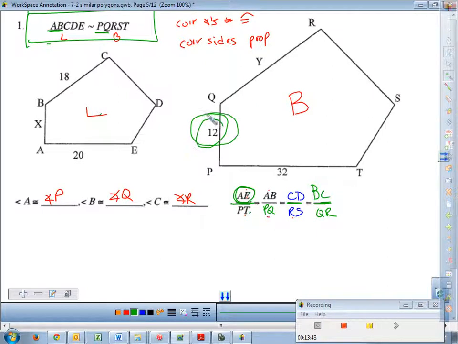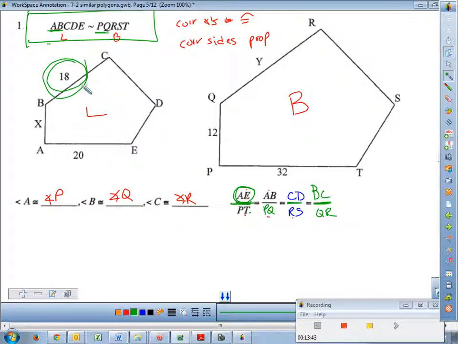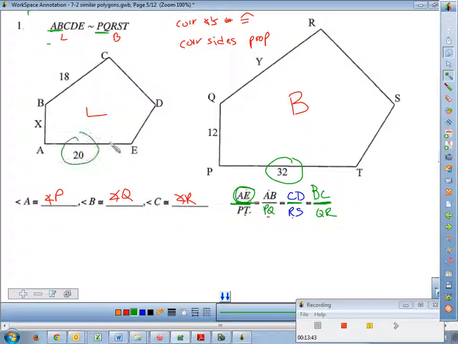So check this out. Here's a 12, right? What corresponds to this 12 in the other polygon? This. Do I know both their lengths? Yes or no? Nope, so that doesn't work for me. Here's an 18. What corresponds to that in the other polygon? Do I know both their lengths? Nope. But obviously, boom and boom. Don't those guys correspond to each other, and you know both their lengths, correct?